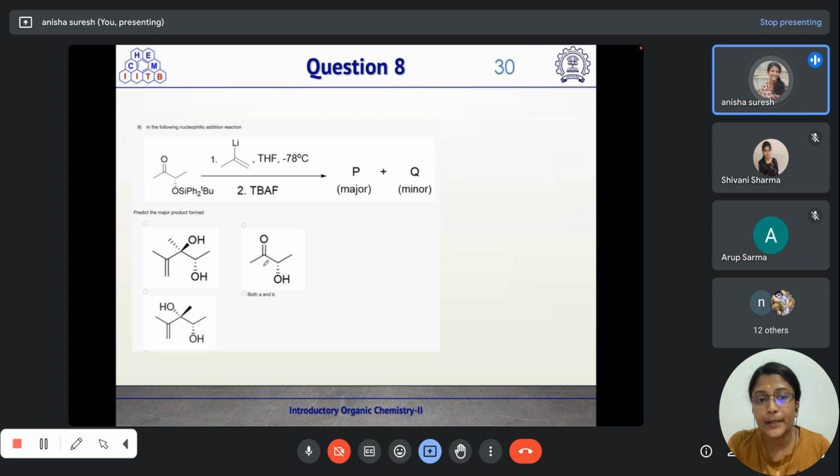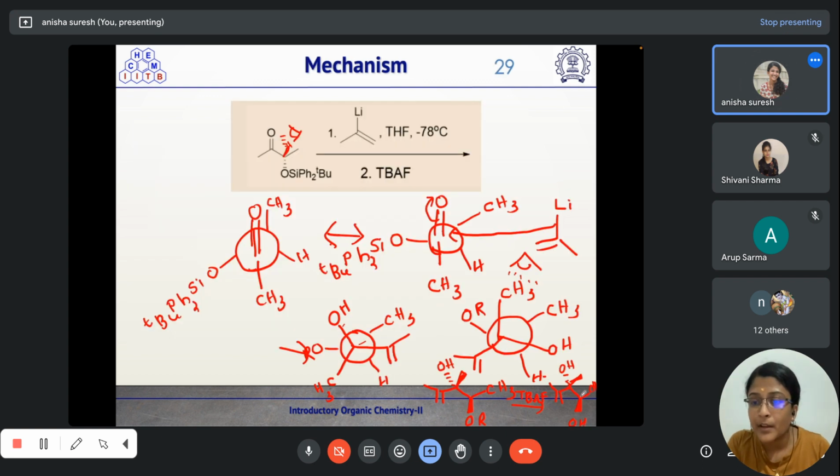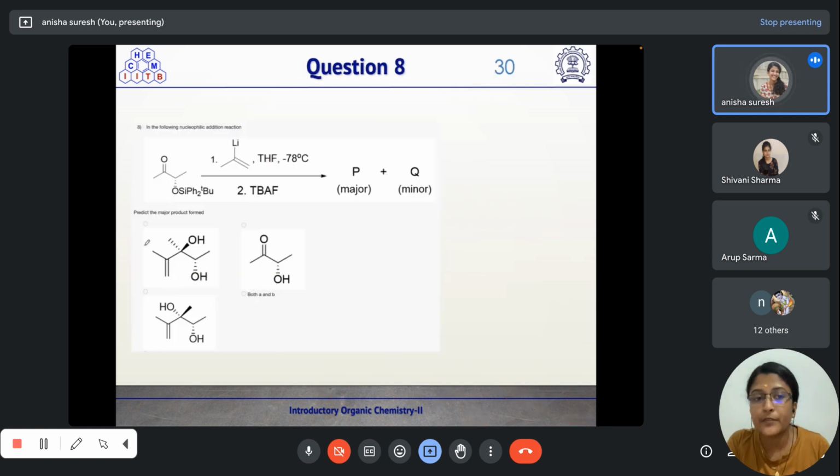So in our example, one of the alcohols will be above the plane, the other alcohol will be below the plane, and the methyl group will be below the plane. See here, both alcohols are anti to each other. That is what we have to see. So the correct option will be option A.